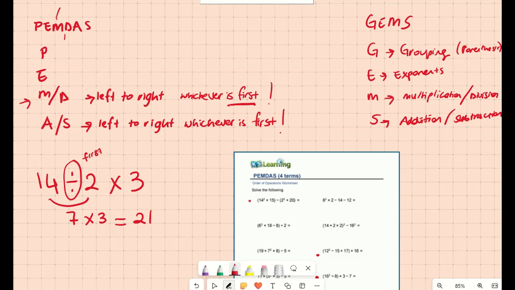Same as addition and subtraction. If you're seeing again, 14 minus 2 plus 3. If you first do the addition, you will get a wrong answer. If you first do 14 minus 2, which is 12, plus 3, which will be 15, that is the right answer, okay?